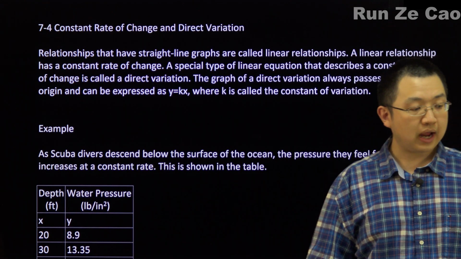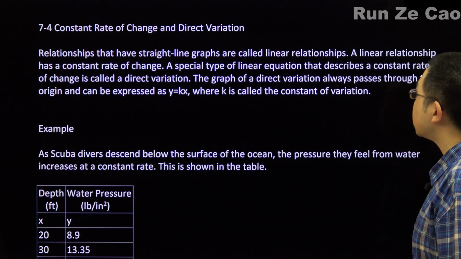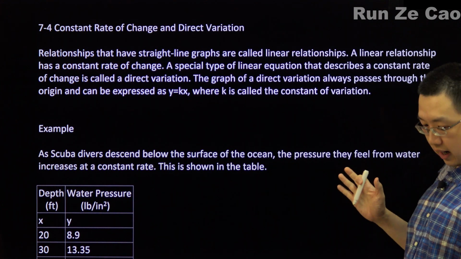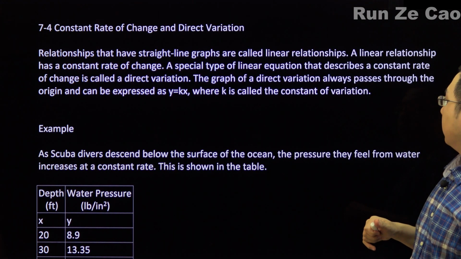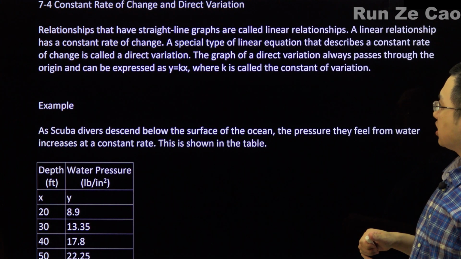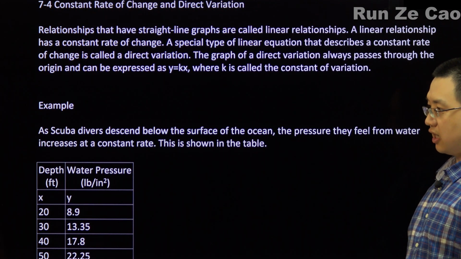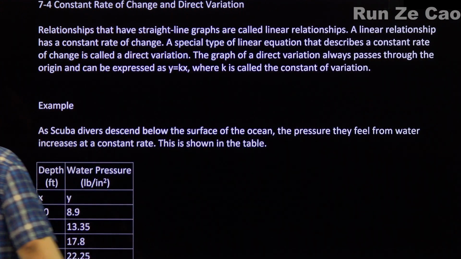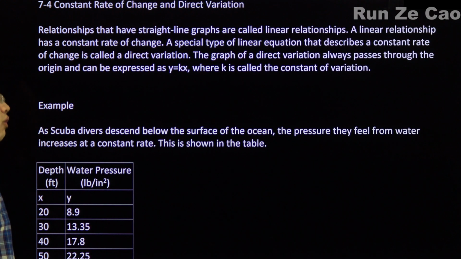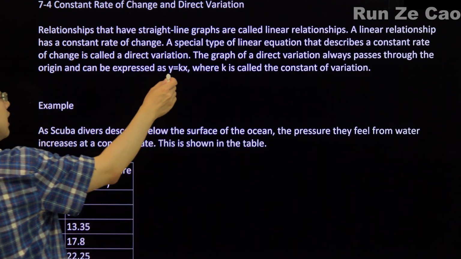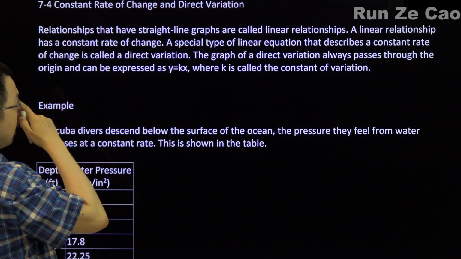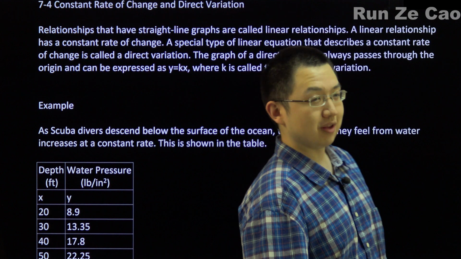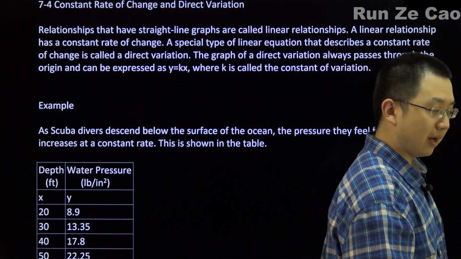Relationships with straight line graphs are called linear relationships. They have constant rates of change. Now, a special type of linear relationship which has a constant rate of change is called a direct variation. It means that y directly scales off of x. It passes through the origin so that when x equals 0, y equals 0. And k, the ratio between them, k is called the constant of variation. I think you remember this from somewhere, like last chapter, for example, right?